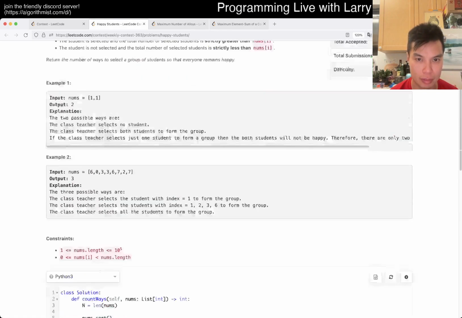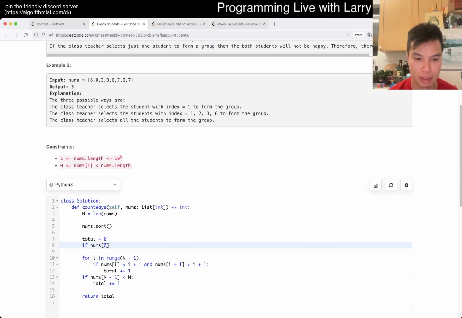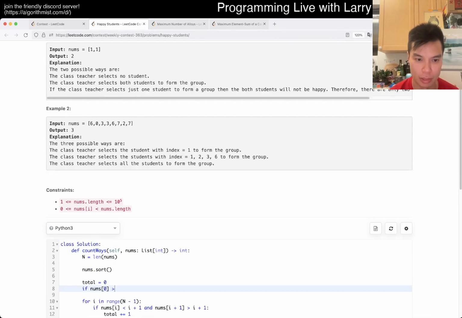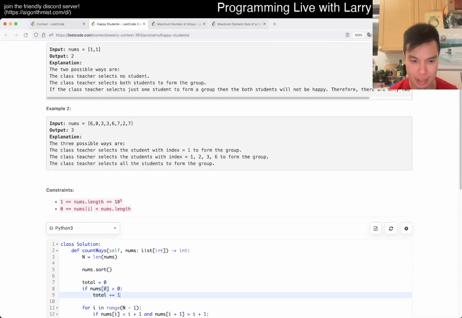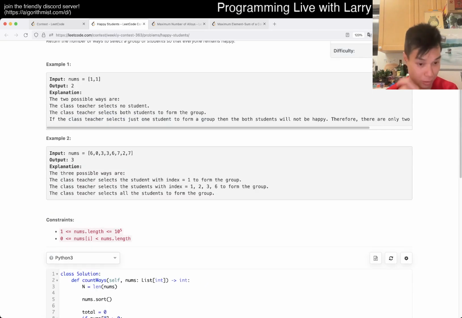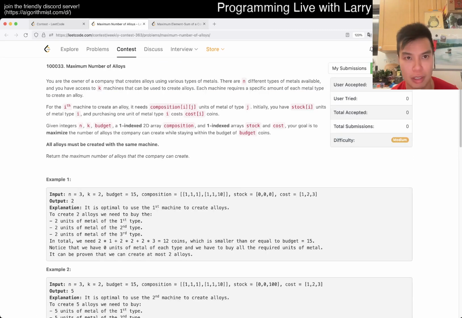If num sub 0 is greater than 0, I think. This is so easy to make a mistake on. I'm not confident about this, but let's give it YOLO. Okay. So easy to make a mistake on that one.